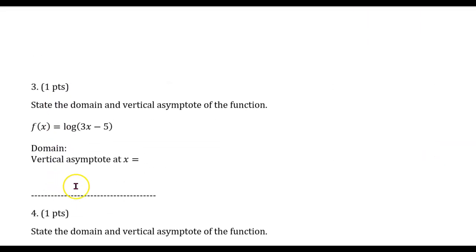State the domain and vertical asymptote of this function. This function is log of 3x minus 5. We're to find the domain and the vertical asymptote. Let's think about what we've done in the previous problems and see if we can rewrite the equation in a more correct form. This would look like the log of 3 times x minus 5/3.